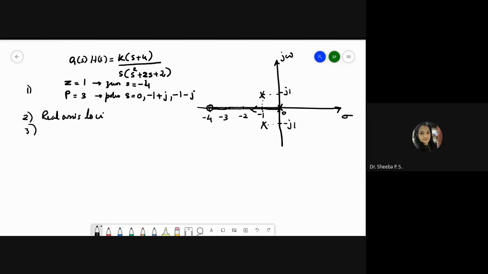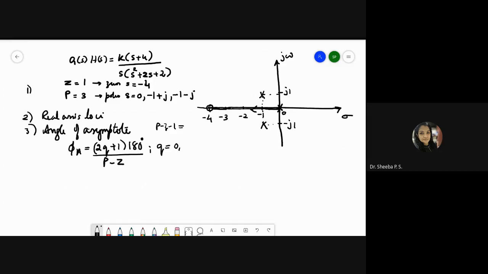Then the third one is the angle of asymptotes. Here phi_a, the formula is (2q + 1) × 180 degrees / (p - z). P is the number of poles and z is the number of zeros. What is this q? Q varies from 0, 1, 2, etc., up to p - z - 1.